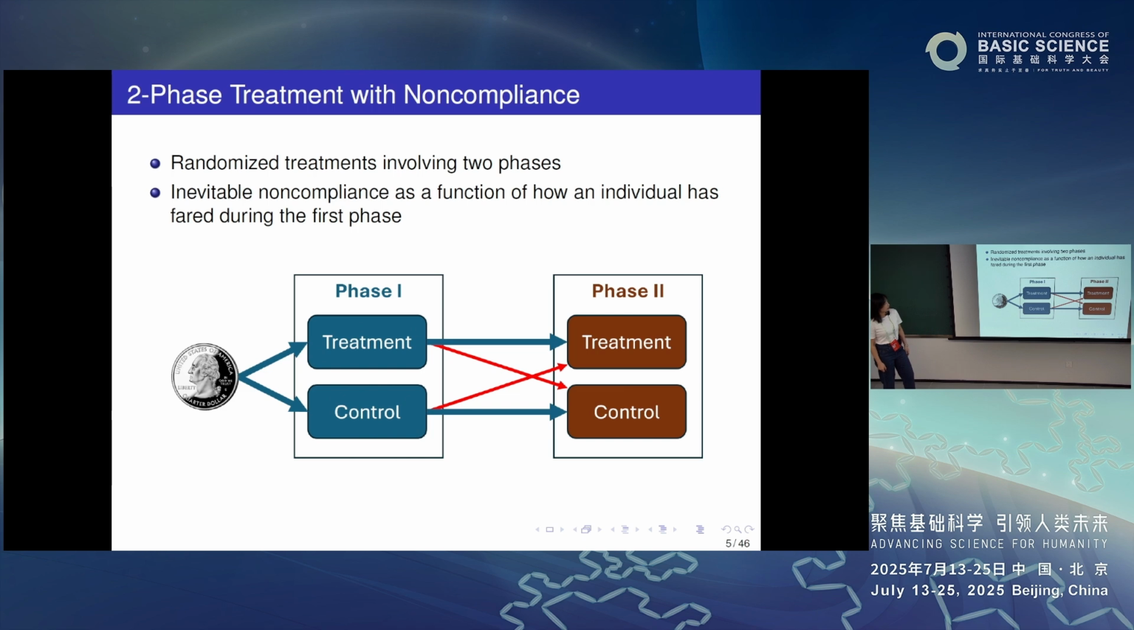You can imagine, depending on how an individual has fared during the first phase, they may decide to switch to a different group at phase 2. That is, non-compliance to the original treatment assignment may arise at phase 2. Subjects originally receiving the treatment at phase 1, maybe their outcome is not good, and therefore they decide to switch to the control. And for subjects who originally received the control, maybe they decide that they want to try the treatment, so they switch to the treatment group.